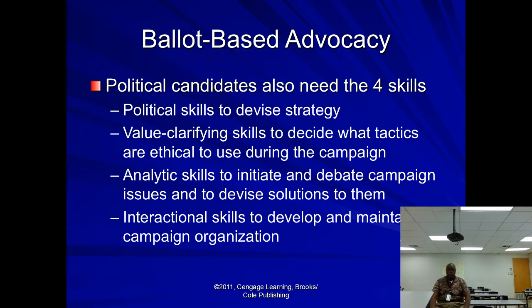Policy candidates also need the 4 skills. Remember, I told you, these are the 4 skills that they need. Political skills, why? To devise strategy. Value clarifying skills to decide what tactics are ethical to use during the campaign. Analytic skills to initiate and debate campaign issues and to devise solutions to them. And of course, interactional skills to develop and maintain a campaign organization.